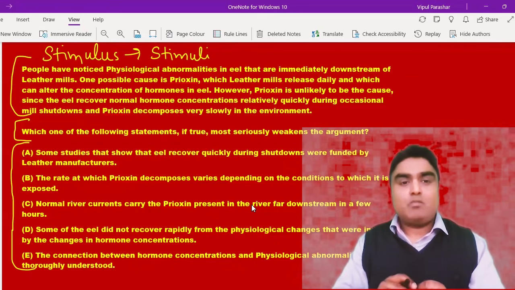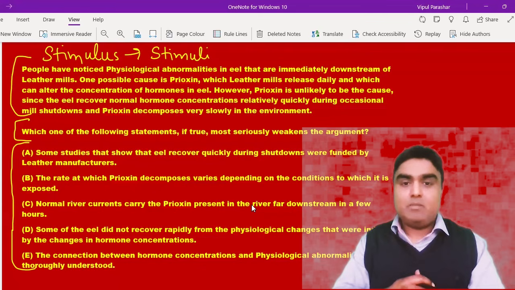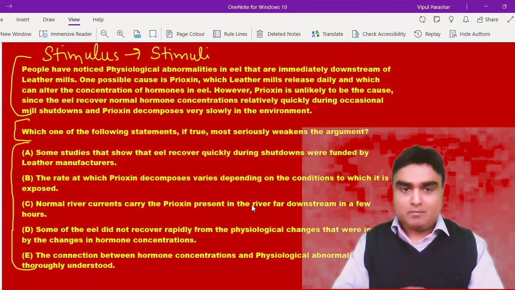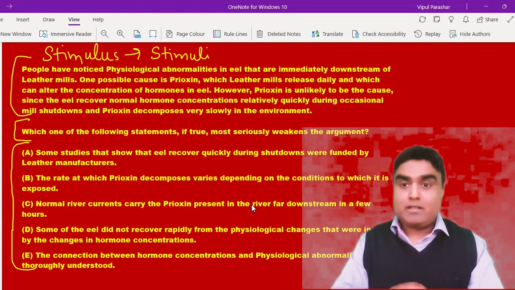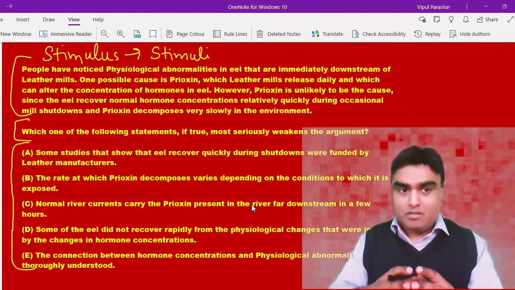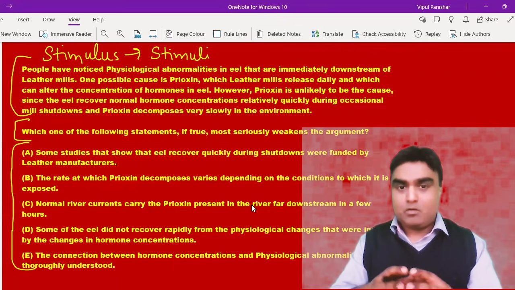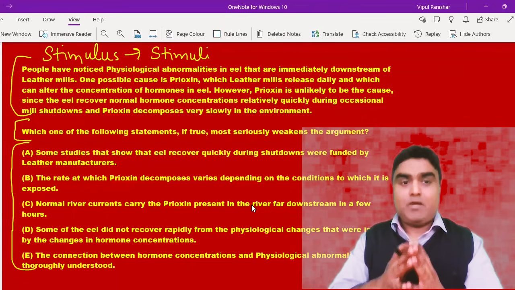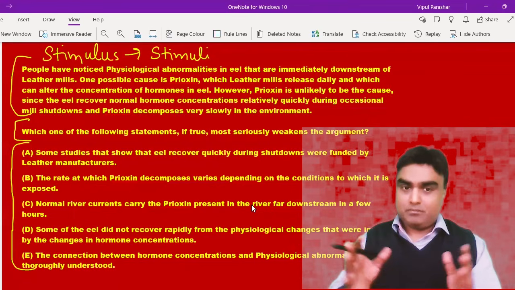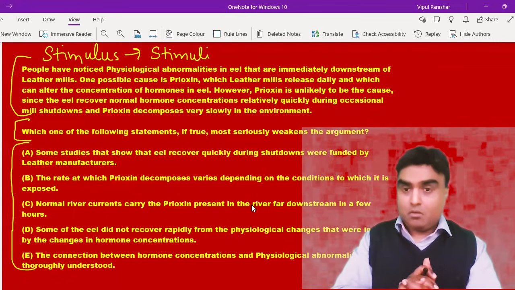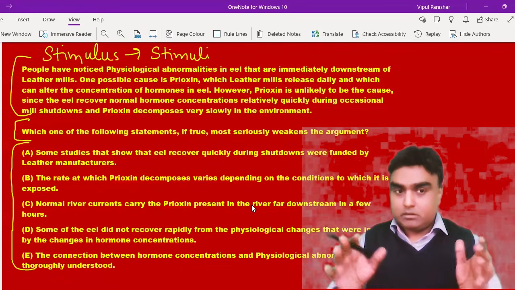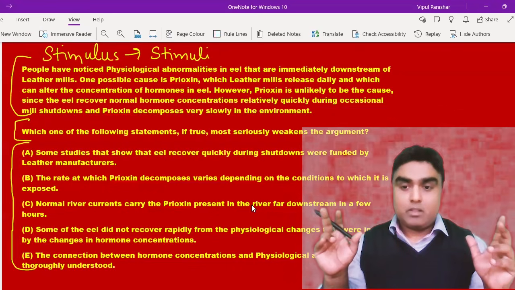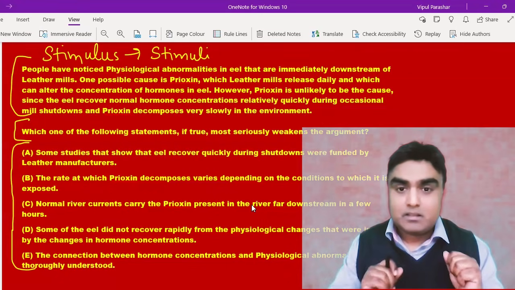One possible cause is pyroxene, which leather mills release daily and which can alter the concentration of hormones in eel. However, pyroxene is unlikely to be the cause, since the eel recover normal hormone concentration relatively quickly during occasional mill shutdown, and pyroxene decomposes very slowly in the environment. Now, the question: which of the following statements, if true, most seriously weakens the argument? So my first question to you is, weaken what?